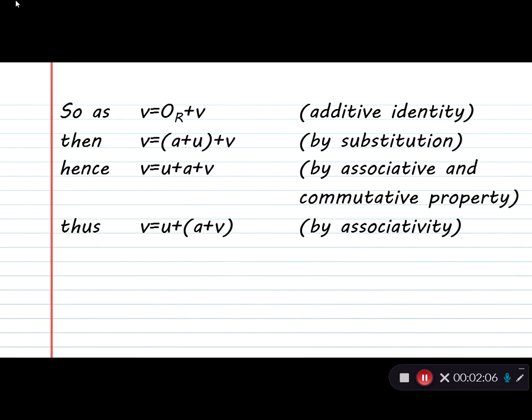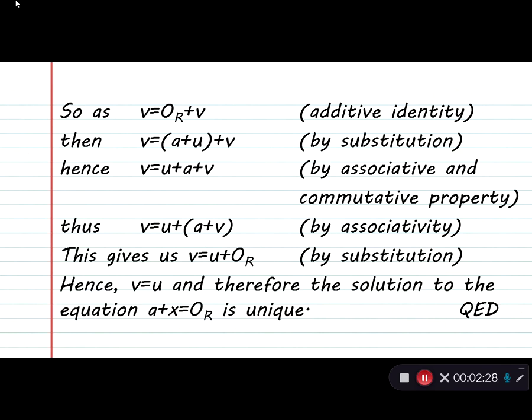Thus, V is equal to U plus (A plus V) by the associativity property. I put the parentheses around the A plus V. This gives us V equals U plus 0 by substitution. Remember, A plus V was also equal to 0, so I substituted. Hence, V is equal to U, and therefore the solution to the equation A plus x equals 0 in R is unique.